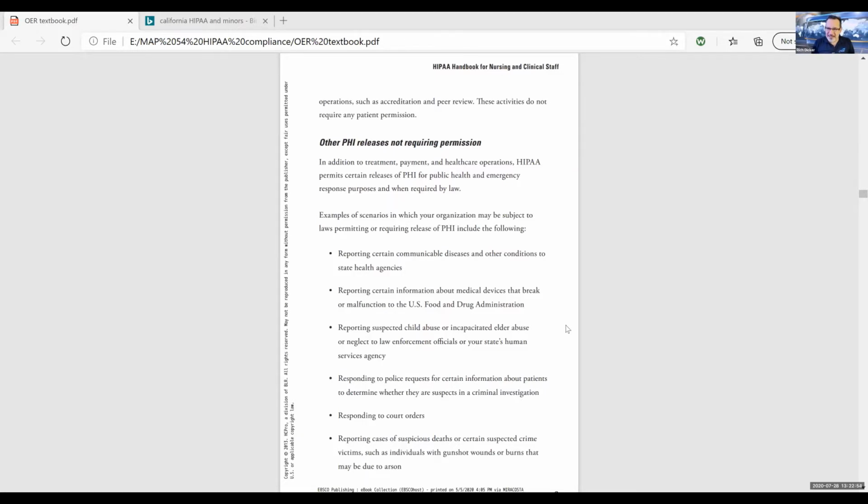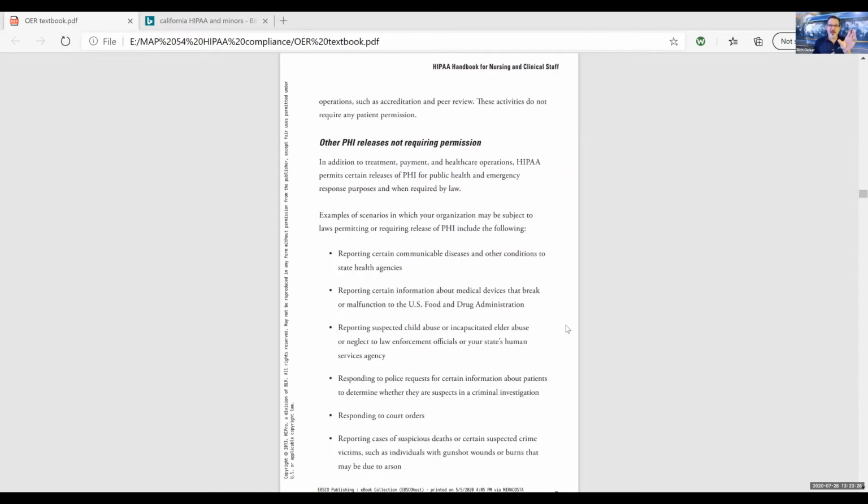There are different things that can be in a consent, like alternative means of communication. You can request that a provider send your blood work results only through email or only through telephone, only to one particular number, or not to leave messages. Those are things patients can dictate in their consent. So today we're going to focus on the things that do not require a consent.